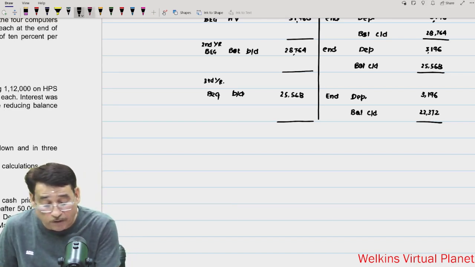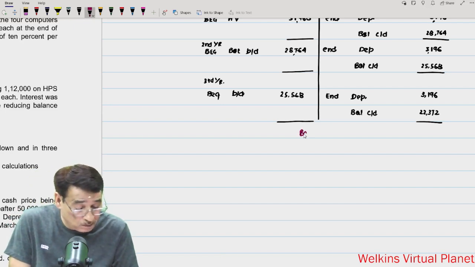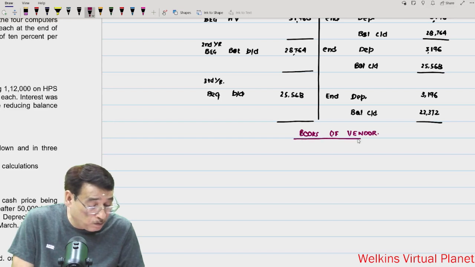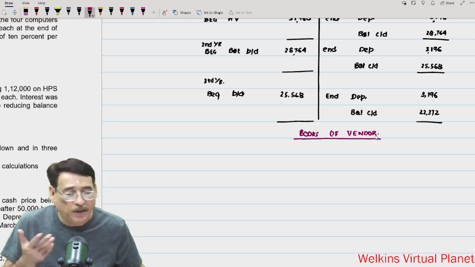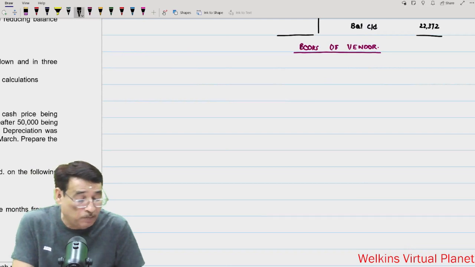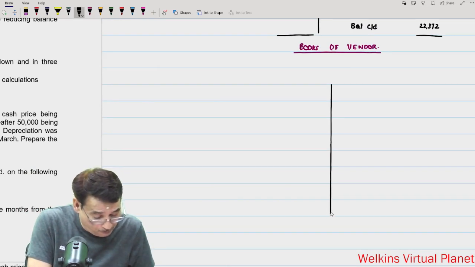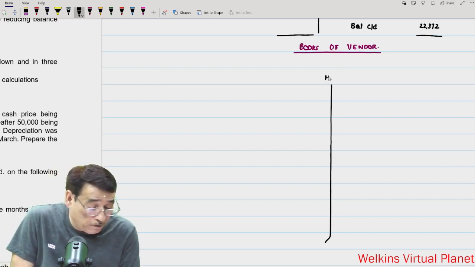Then books of vendor. In case it is asked to prepare ledger account in the books of the vendor, you should have a bit of idea. I have already told you, vendor will generally prepare one account, that is hire purchaser account only. But he can prepare goods repossessed account if any default is committed by the purchaser. But in this question, no default has been committed. So we will prepare only hire purchaser account. Hire purchaser account, correct? So vendor will prepare hire purchaser account.